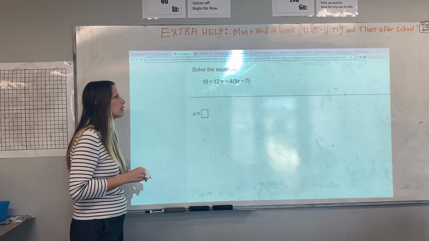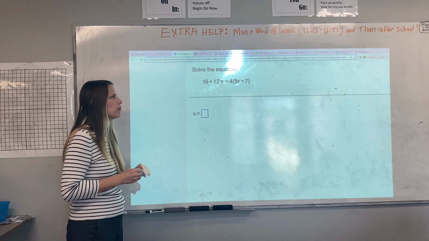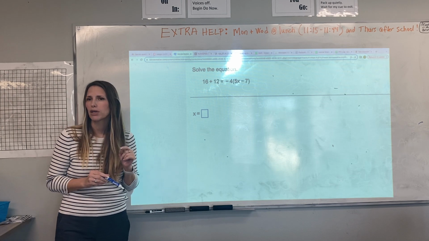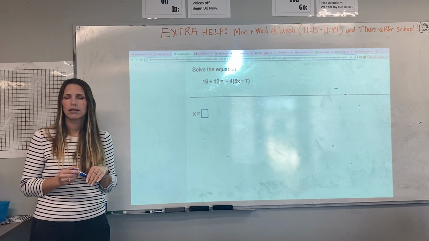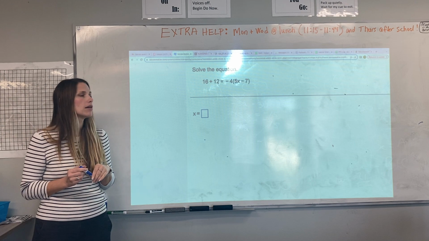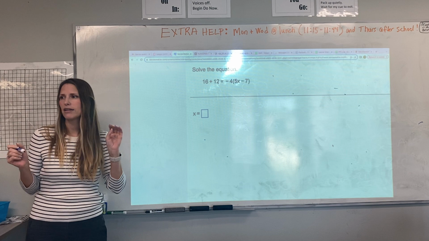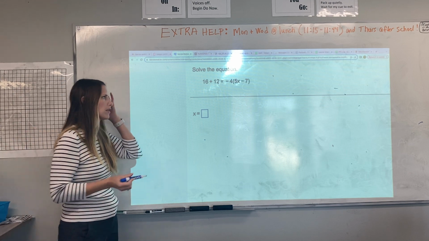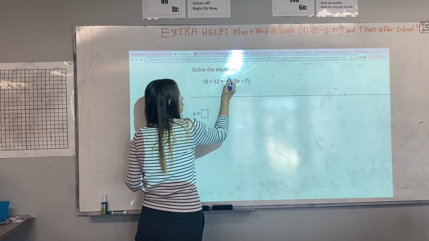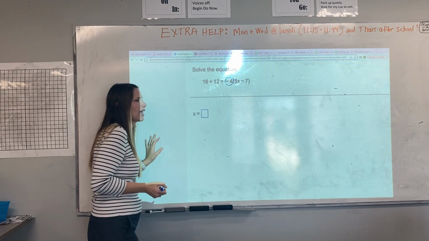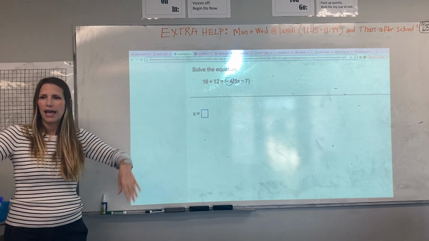So, when we distribute, what number are we distributing? The number that's not in the parentheses. Yeah, just tell me. -4. We want to say -4, not just 4, okay? Sometimes, actually, it might be a good idea to circle it so we remember that that negative number is being multiplied.